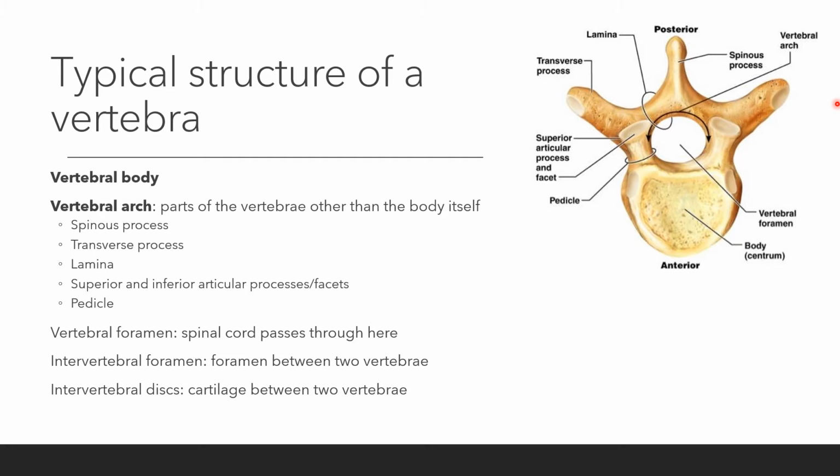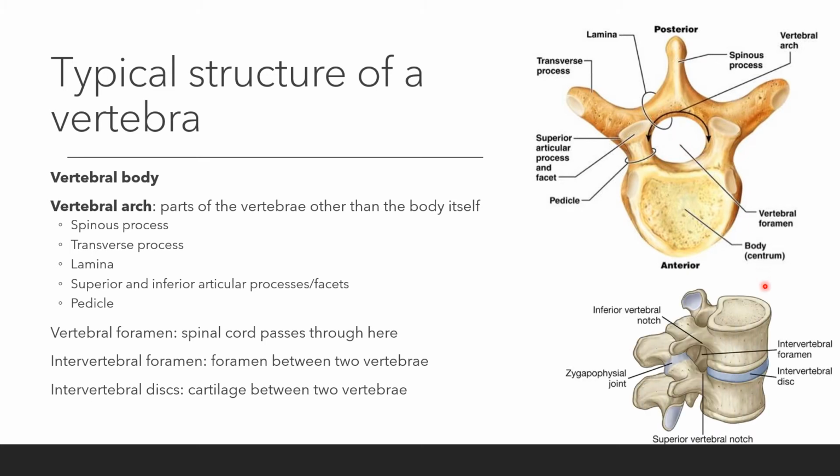If you think of the term pedicle, pedicle means a stem. So just think of these two as stems holding up the vertebral arch. Then we have the vertebral foramen, through which the spinal cord passes. Then we have the intervertebral foramen, which is the foramen between two vertebrae. And we have intervertebral discs, which are the cartilage between two vertebrae.